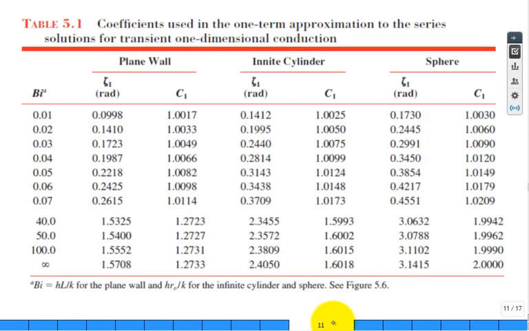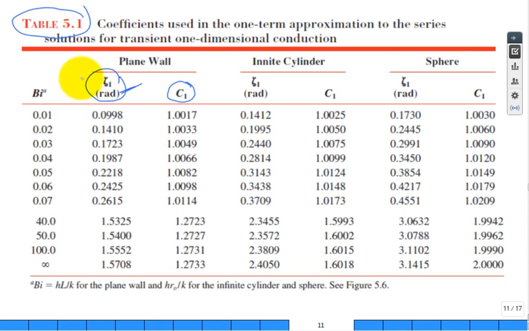Now, you can do the same thing, not just for the slab, you could do it for the sphere and the cylinder. So this table is one of the most important tables in chapter 5. It gives us the first zeta. Hey, what are the units of that zeta? Radians. What is rad? It's a radian. Radian.